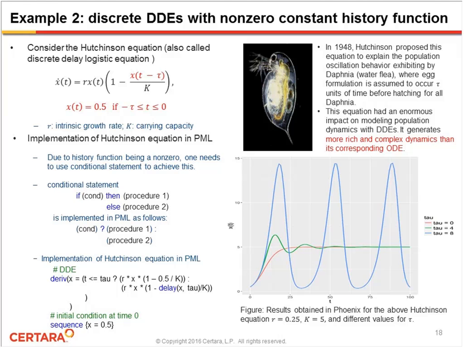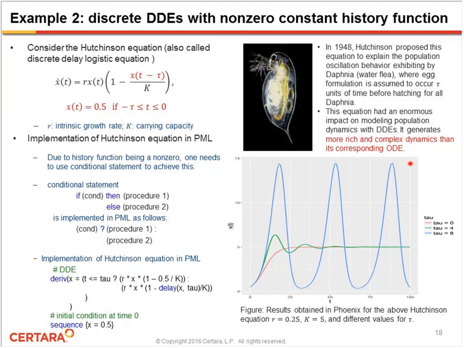Now here I just want to give a brief historical background on this equation. This equation was proposed by Hutchinson in 1948 when he tried to explain the population oscillating behavior exhibited by daphnia. This equation had an enormous impact on modern population dynamics with delay differential equations, and almost every introductory book on delay differential equations talks about this example. This is due to the fact that it can generate richer and more complex dynamics than its corresponding ordinary differential equations.